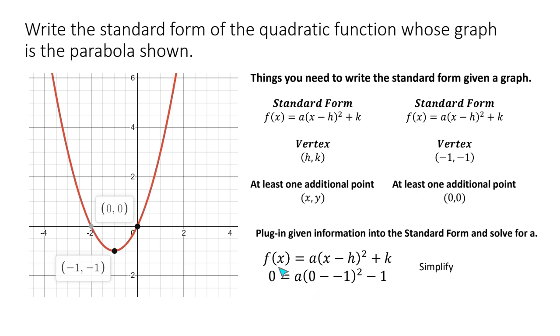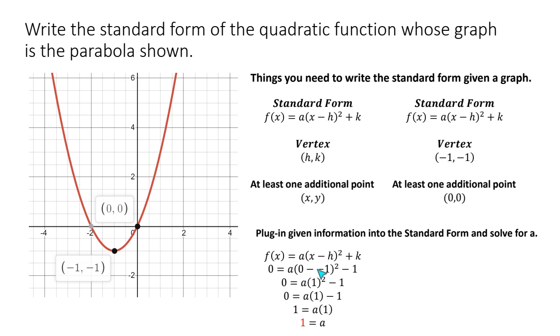Okay, so here's my standard form. f of x is equal to a. x is going to be 0 from our point, so I plug it in. Minus h. h is -1, so I have my -1 here. And then k is -1. If we simplify, negative, negative is going to be a positive. So 0 plus 1 is 1, and if we square it, we still get 1. And so we have a times 1 minus 1.